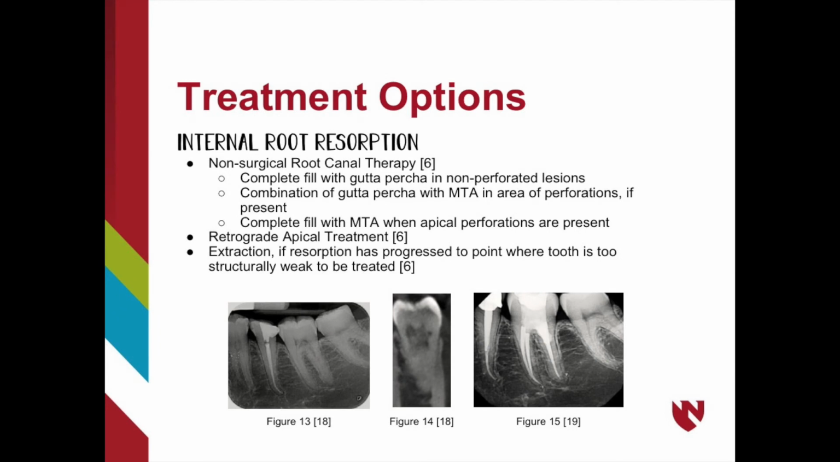A common treatment for internal root resorption is non-surgical root canal therapy using gutta-percha and MTA in regions of perforation. Figure 13 shows a periapical radiograph of the first molar exhibiting internal root resorption. It was then verified by CBCT imaging as shown in Figure 14. This resorption showed a perforation of the distal root. A root canal was performed, and Figure 15 shows the 18-month post-op radiograph with no signs of continued root resorption. Other treatments include retrograde apical treatment or extraction if resorption has progressed to the point where the tooth is too structurally weak to be treated.